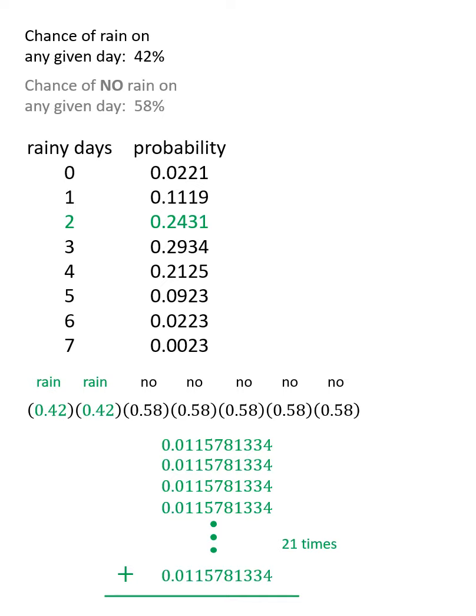Adding up all 21 of these numbers, of course I didn't really type it in that way, I multiplied the top line by 21. But theoretically, adding up all 21 of these numbers gives me the 24% approximately that you see in your table there for 2 days of rain.